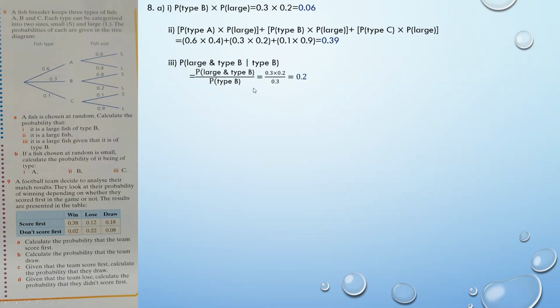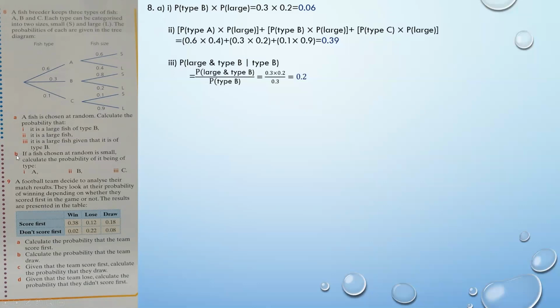Or the other way is you can actually start from here. Because we know it's already type B, we want it to be large, so the only answer is 0.2. So this is the answer. Because you are at B already, you know it's from B, you want to get a large one, so it's 0.2.